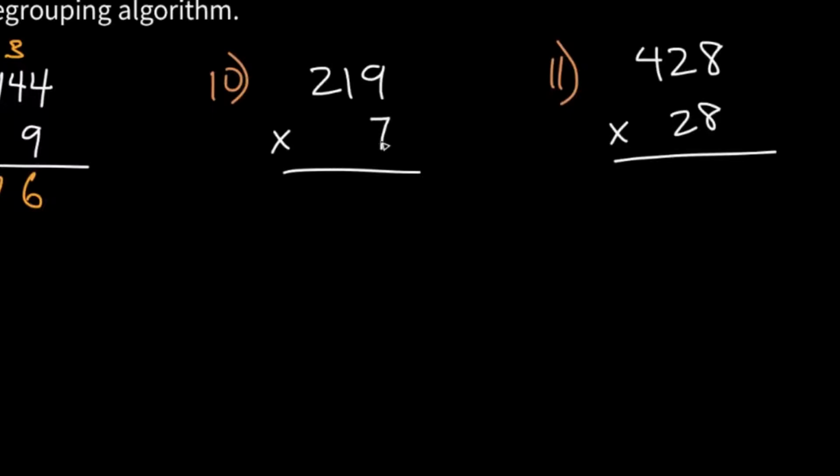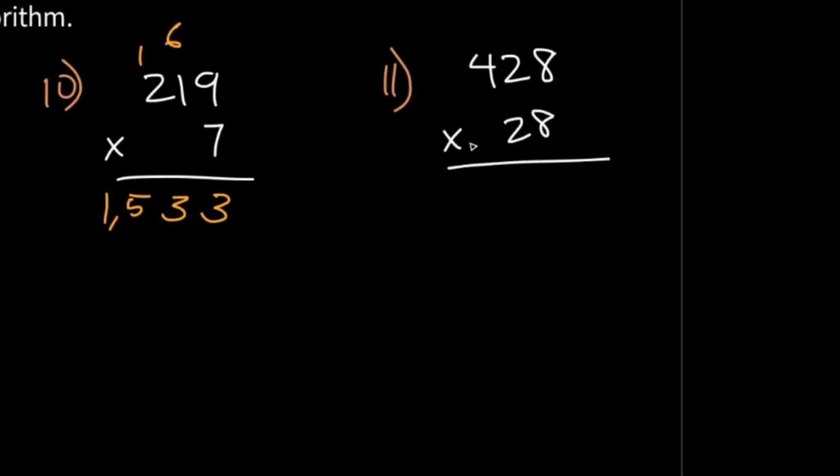Since we only have a single digit down here, we're only going to have one product. 7 times 9 is 63. Carry the 6. 7 times 1 is 7, plus 6, 13. Carry the 1. 7 times 2 is 14, plus 1, 15. So the result is 1,533. Number 11, we see we're back to multiplying by double digits.